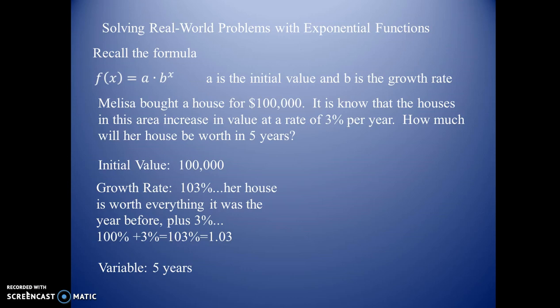And then remember, changing percents to decimals, move the decimal place 2 spots. So our growth rate is actually going to be 1.03. And then our variable, we want to know how much it'll be worth in 5 years. So 100,000 times 1.03 to the 5th power gives us $115,927.40 is what our house would be worth.